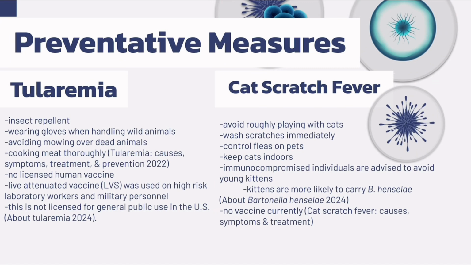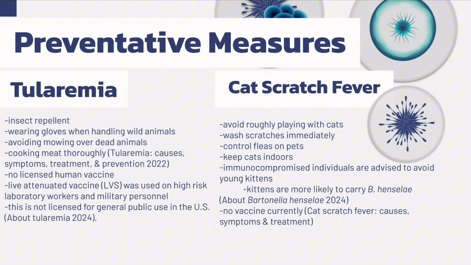Preventative measures. Preventing tularemia involves using insect repellents, wearing gloves when handling wild animals, avoiding lawn mowing over dead animals, and cooking animal meat thoroughly. There is currently no licensed human vaccine for tularemia. Live attenuated vaccines were used on high-risk laboratory workers and military personnel, but it was not licensed for general public use in the United States.